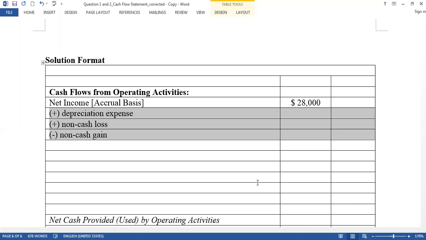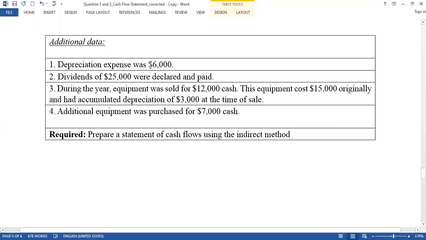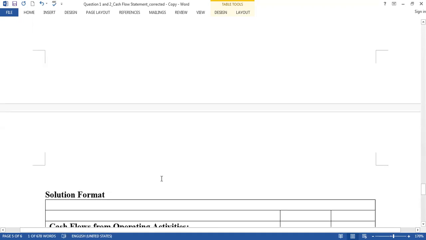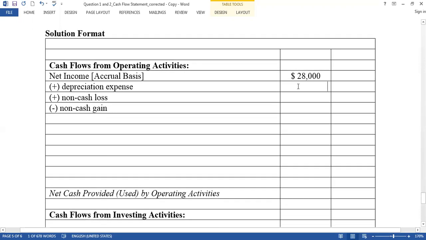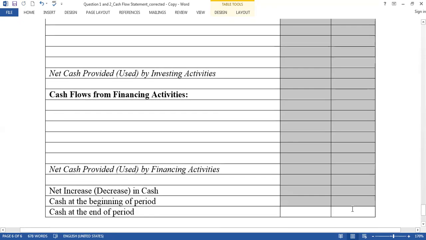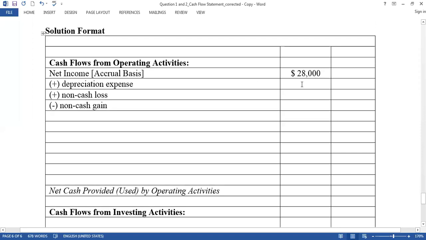And why this plus and minus? If you cannot remember, go back to my previous lesson. Now read the question. Do we have any depreciation expense or not? The question says that we have depreciation expense $6,000, right? So it is added back.